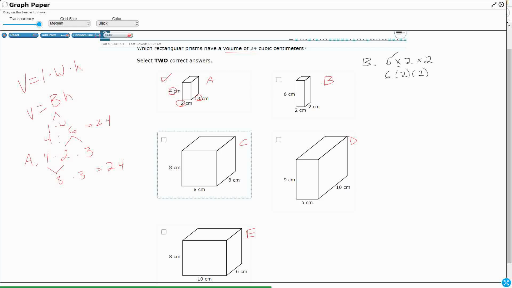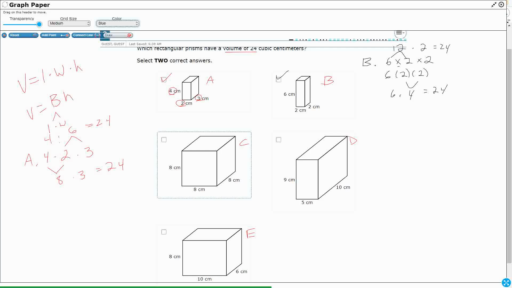Well, let's just multiply the 6 times 2. That's going to be 12 times 2 equals 24. I want to do the 2 and 2. That's going to equal 4. All right, so it looks like I've got my two answers right away. Let's just check the others.